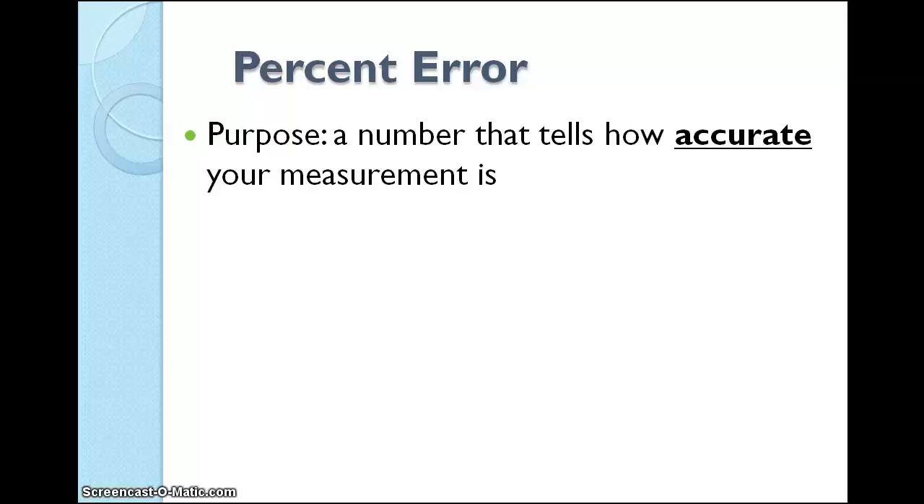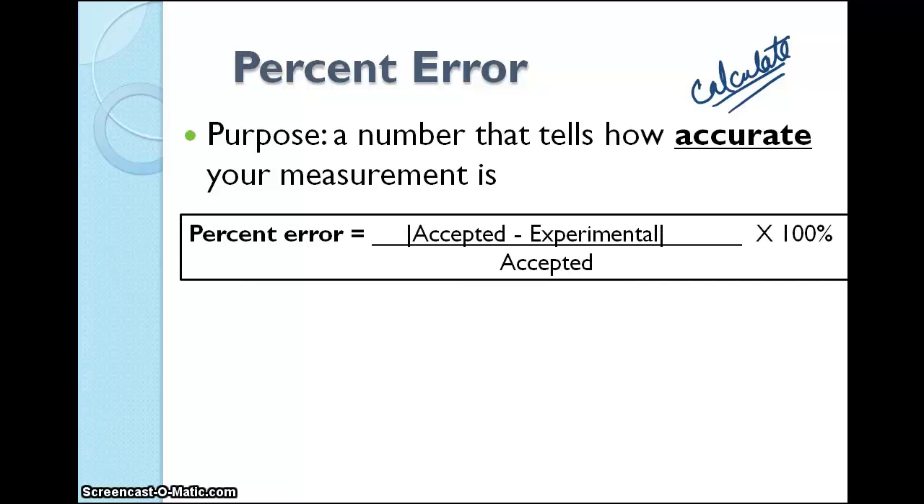Now, percent error. This is a way for us to actually calculate. So you always want to have something quantifiable, meaning that we are going to have a number to say how accurate we are. So this is a number that tells us the accuracy of our measurements. So that is the purpose of it. And we're always going to want to make sure we calculate percent error whenever we are doing an experiment that has an accepted value, and we're going to compare that accepted value with the experimental.